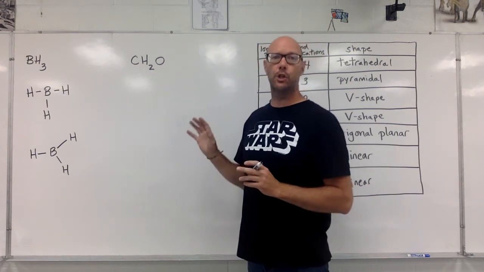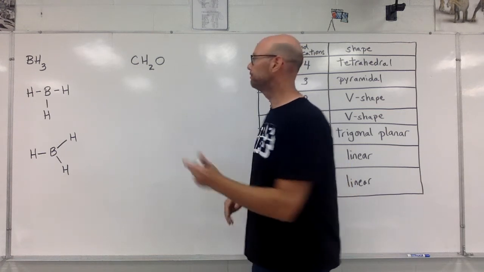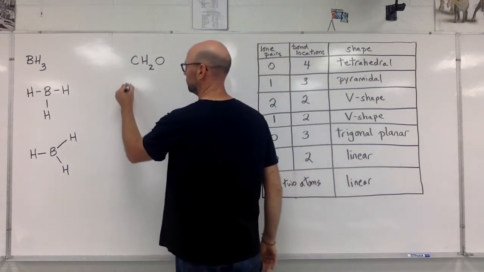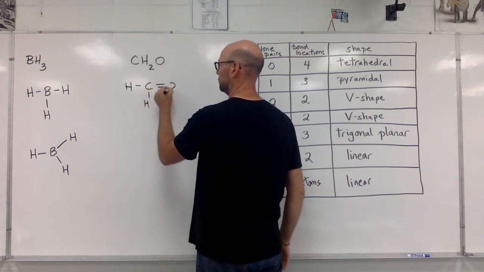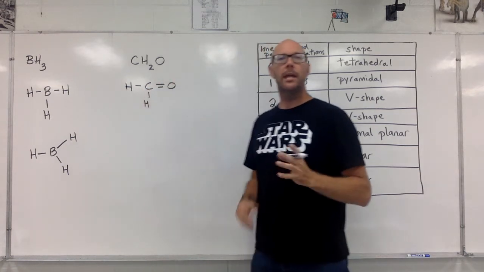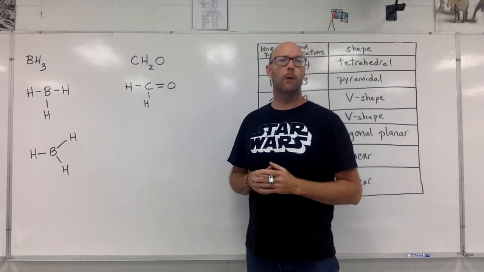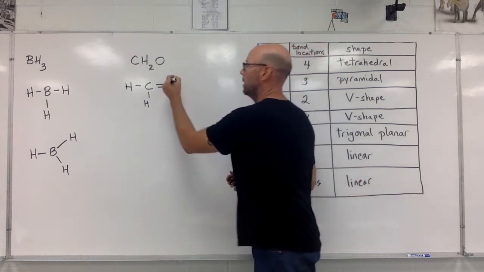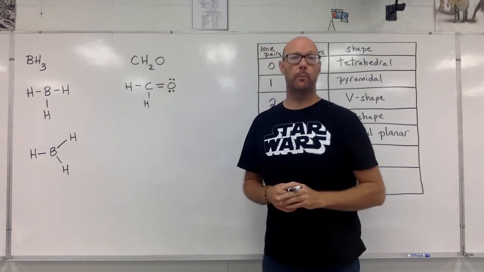Here's a second example, just to emphasize the idea that a double bond counts as 1 location. I have CH2O. I'm going to start off by doing the Lewis structure. Here we have the multiple bond. There's a double bond in between the carbon and the oxygen. The oxygen, as a matter of fact, has 2 lone pairs.